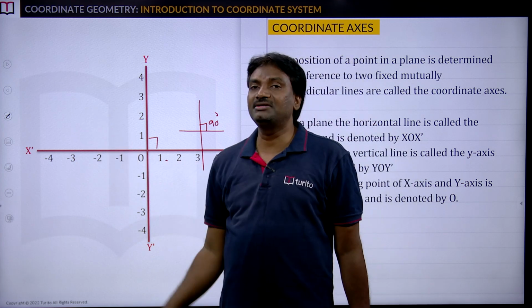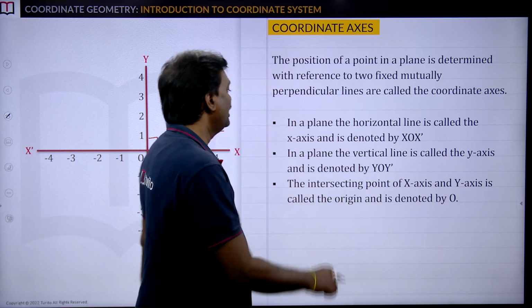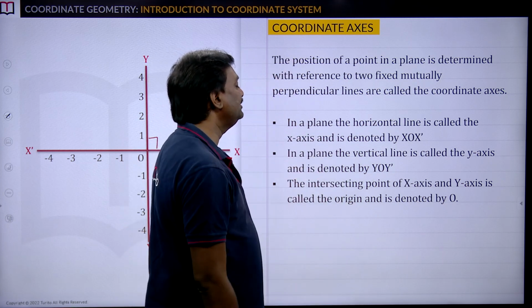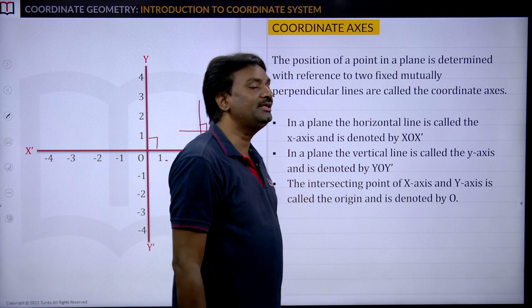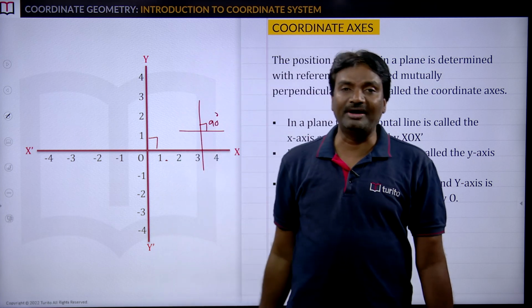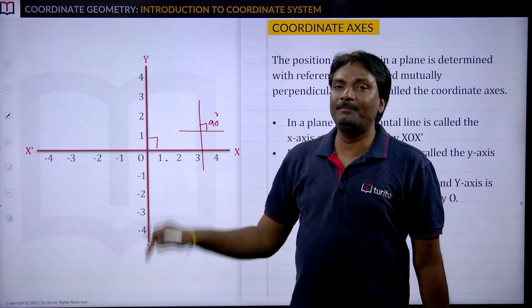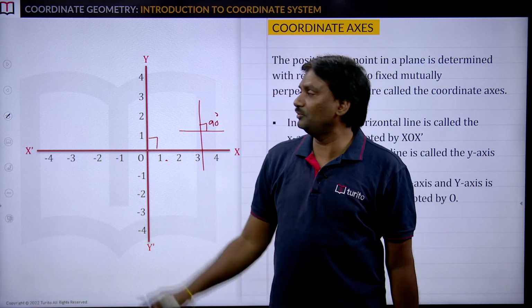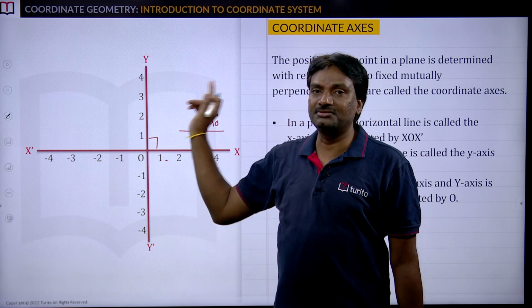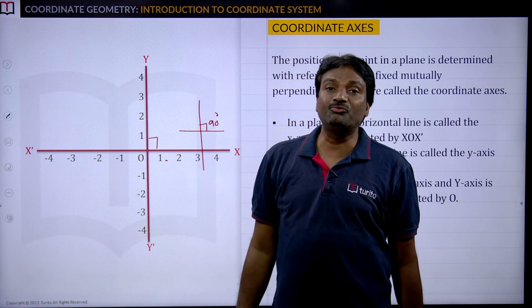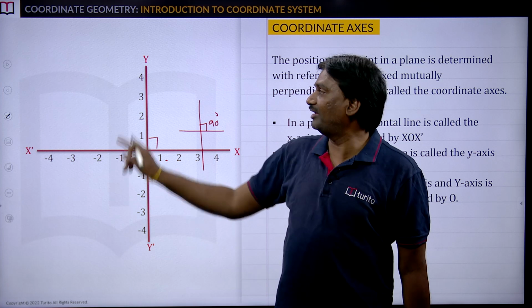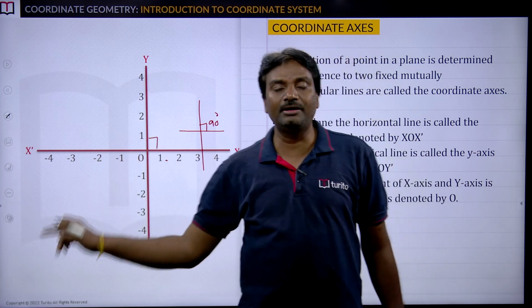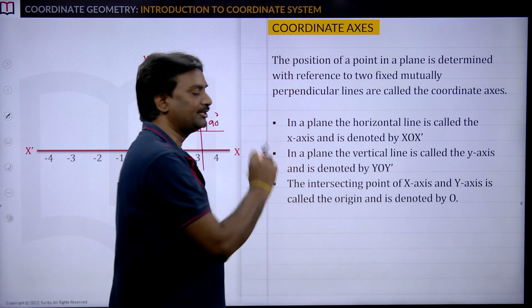With respect to this figure, x O x dash is the x axis. Next, in a plane, the vertical line is called the y axis and is denoted by y O y dash, a line which is perpendicular to the horizontal line. A line which is perpendicular to the horizontal line like this, then we can say that is y axis, and we can denote that by y O y dash.